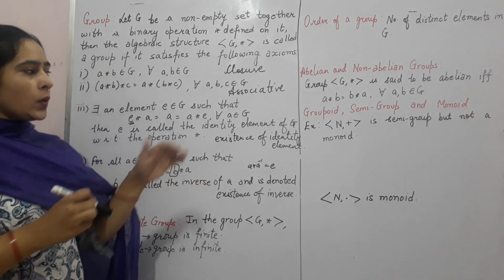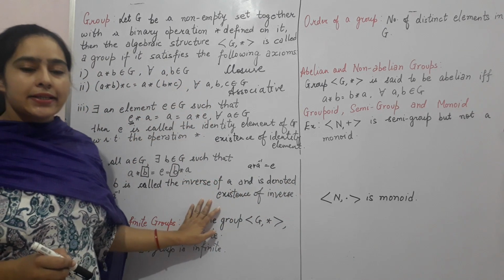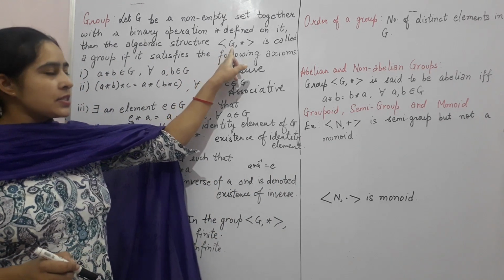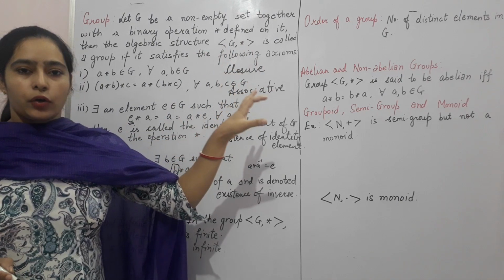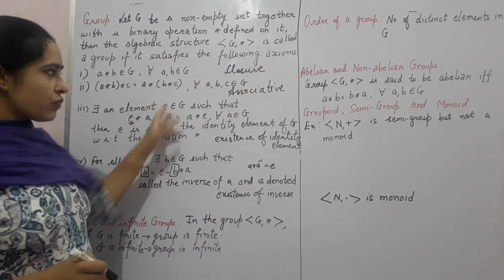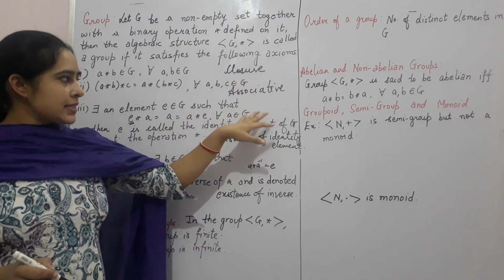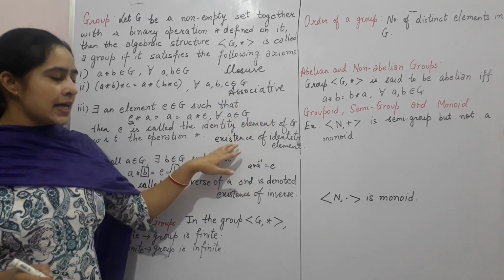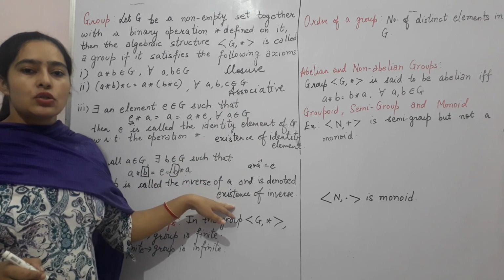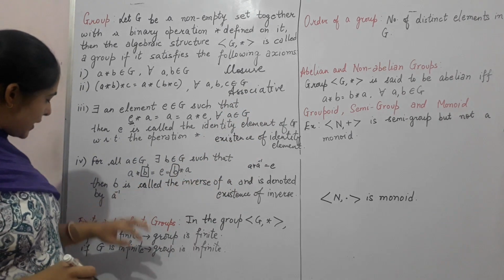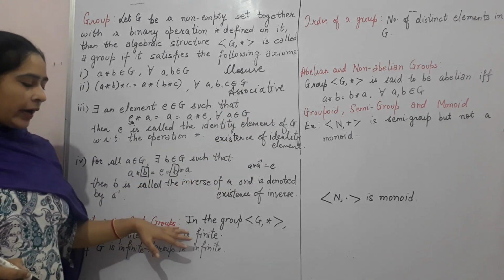So if all these four axioms are satisfied on this algebraic structure (G, star), then this (G, star) will become a group. What are the four axioms? First one is closure property, second one is associative property, third one is existence of identity element, and fourth one is existence of inverse. Now next is finite and infinite groups.